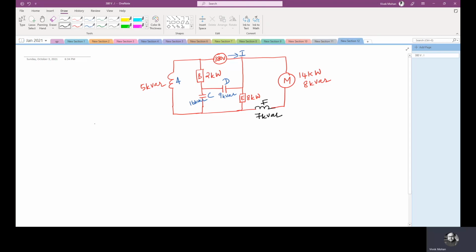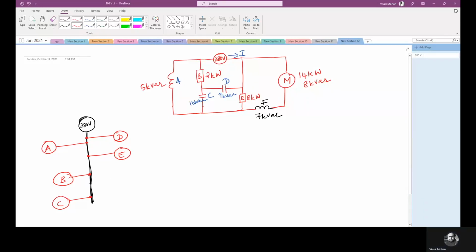So let's represent it in another form. I'm representing the source like this, which is 380 volt. Now say I have an electrical point like this, which is represented by this line. This is the same electrical point, some electrical terminal. Now I'm drawing different components. My A is connected like this, then my D is connected like this, then my E is connected like this. This is B, this is C, then F and M.